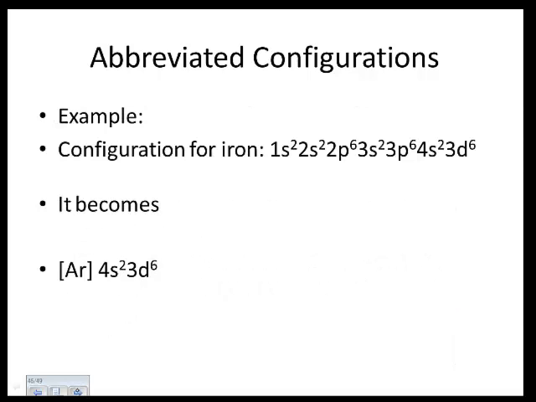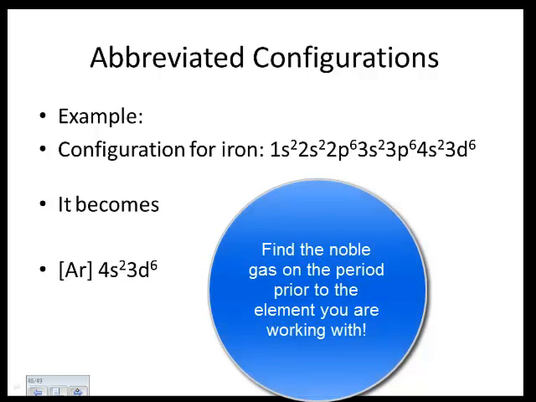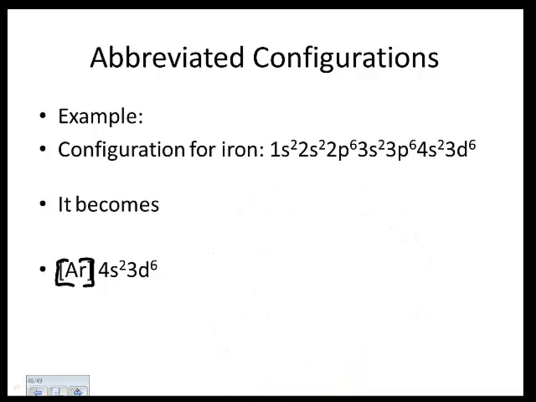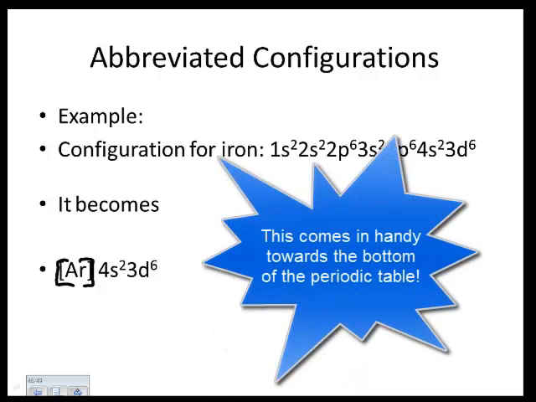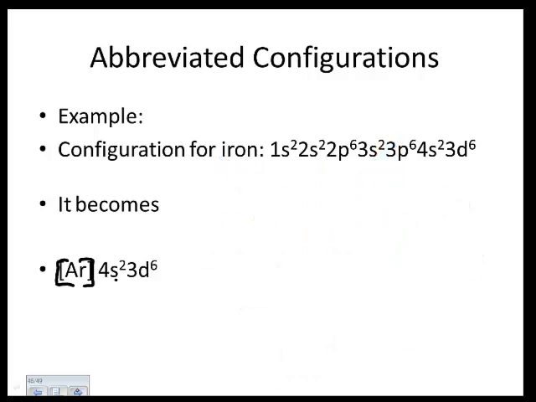The configuration for iron is that. It comes all the way to 3d6. But if you look at the iron, it's in period 4, so you go up a period and you find the noble gas. The noble gas in period 3 is argon. And then you bracket in argon to indicate it has that same configuration up to that point. Then you just fill in the rest, which would be followed by 4s2 and 3d6.